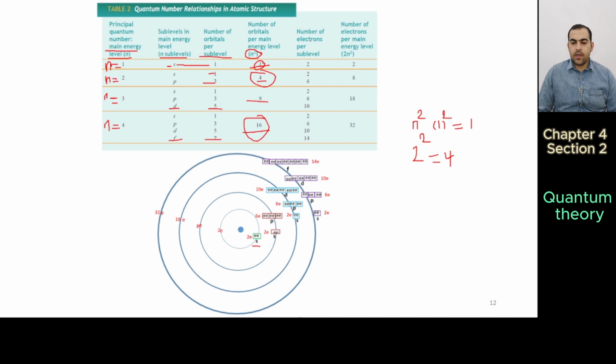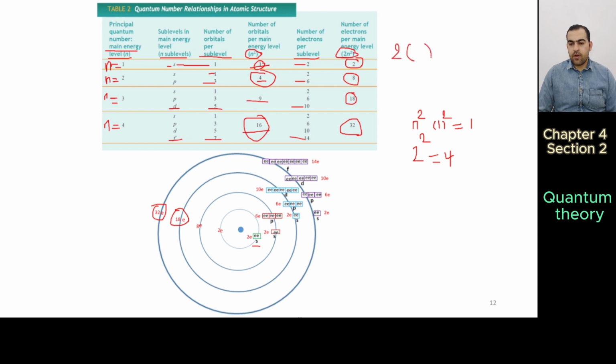Number of electrons per sublevel. We know that S contains 2 electrons. P maximum can hold 6 electrons. D 10, F 14. Number of electrons per main energy level: how many electrons can the first energy level hold? 2. Second 8, third 18, fourth 32. We can find it by a rule: 2 times n squared.